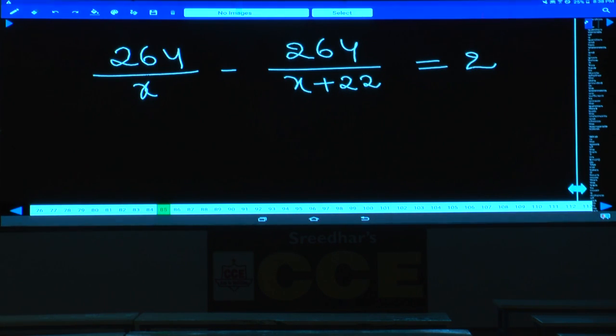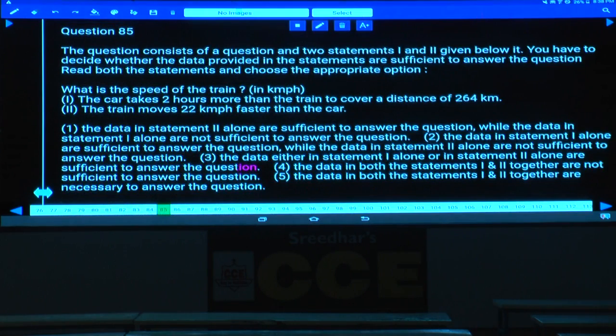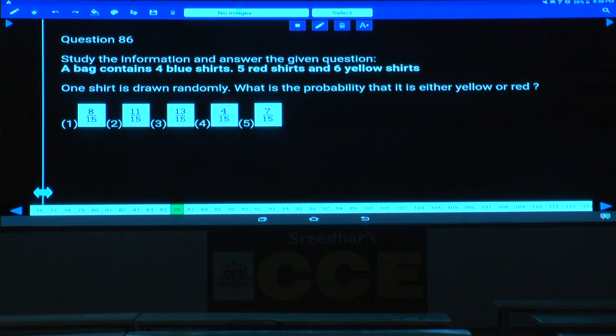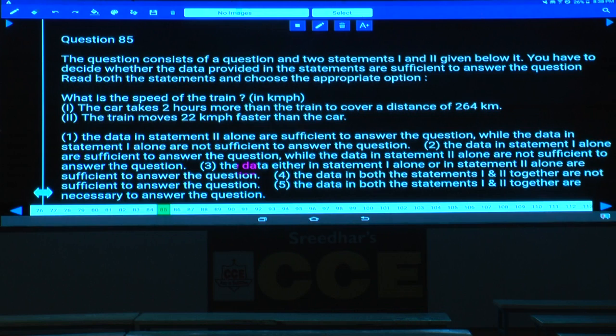How many variables are there? How many equations are there? One equation, one variable. Will you get the x value or not? If you know the x value, can't we calculate x plus 22? Whether you are asked about car speed or train speed, we can calculate, correct? You don't have to solve and get the value of x, just decide whether you will get it or not, that's it. Finally, what is your answer? Both required. Next.